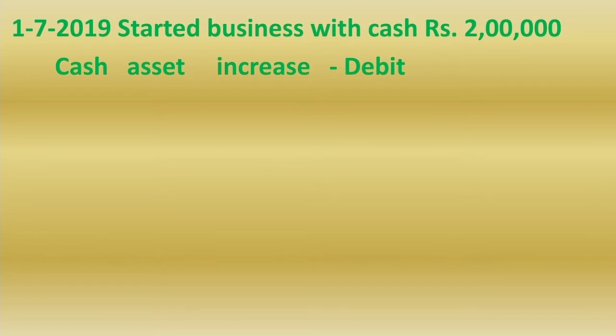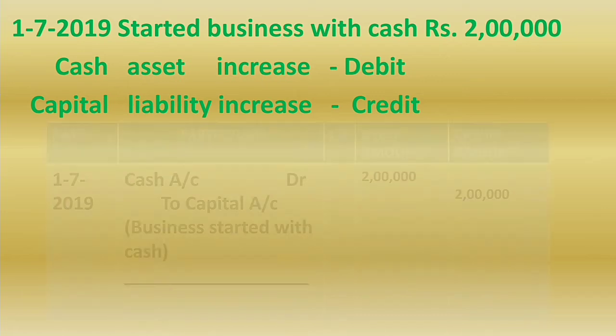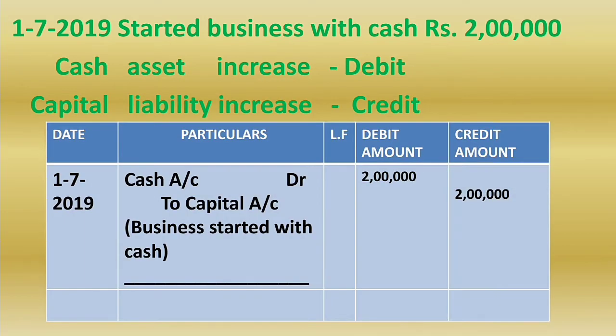The investment by the proprietor in the business is known as capital. So the next account is capital account. Capital is a liability. The business incurred a new liability or the liability of the business increased. Liability increase, then credit liability account. Then credit capital account. So debit cash account and credit capital account. So the journal entry is cash account debtor to capital account. Business started with cash. That is the narration.